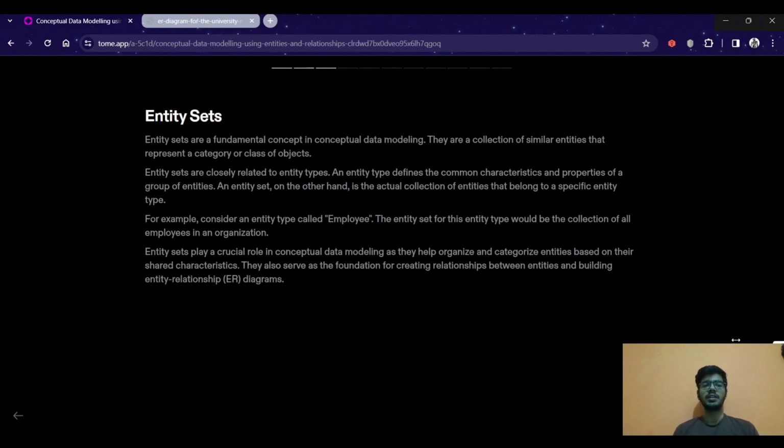Entity set. Entity sets are a fundamental concept of conceptual data modeling. They are collections of similar entities that represent a category or class of objects. Entity sets are closely related to entity types. Entity types define the common characteristics and properties of a group of entities. An entity set, on the other hand, is an actual collection of entities that belong to a specific entity type. For example, consider an entity type called employee. The entity set for this entity type would be the collection of all employees in the organization.